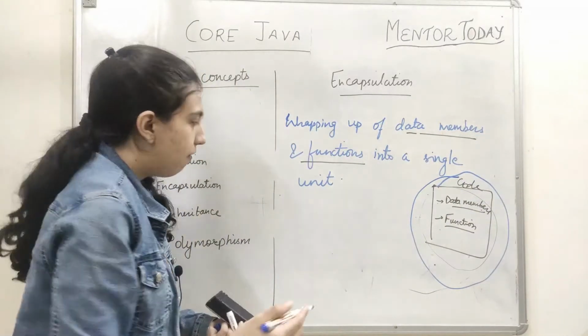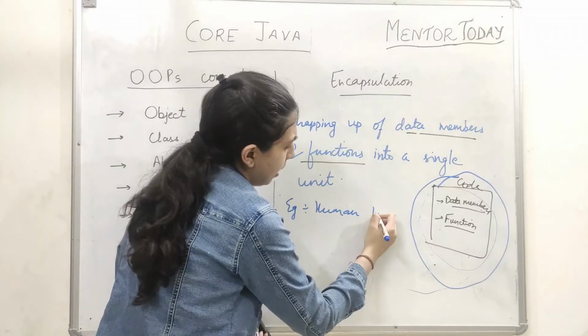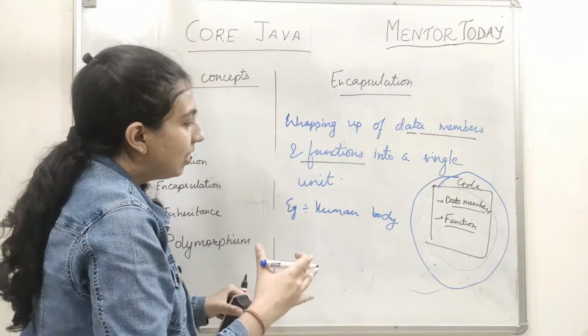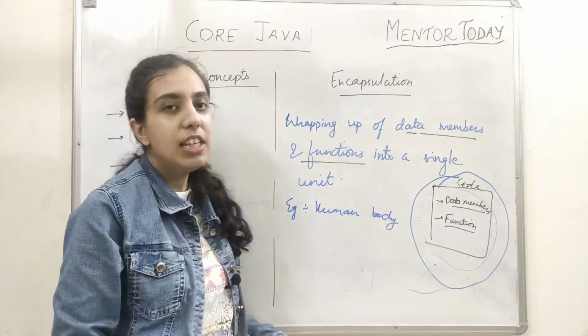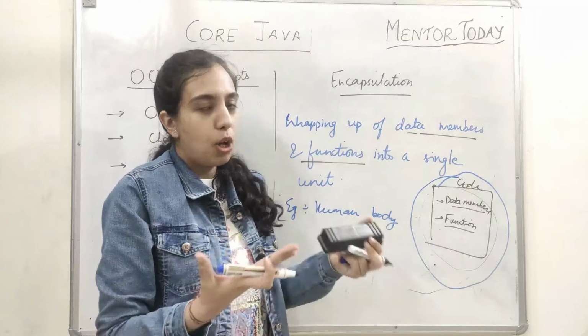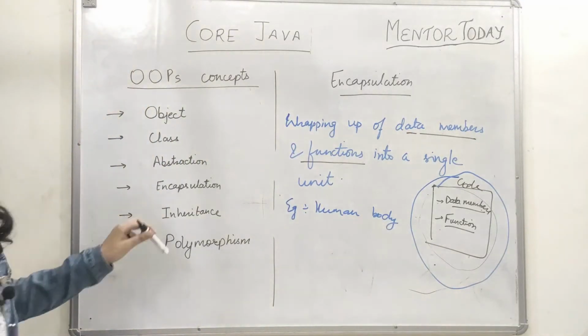In a real life example, our human body has various systems like the respiratory system, circulatory system, nervous system, etc. And these are all not visible to us. These are all wrapped into a single unit. So this is how in real life the concept of encapsulation is exhibited. I'll move on to inheritance now.